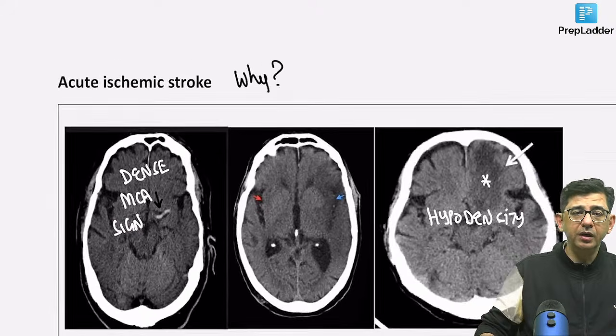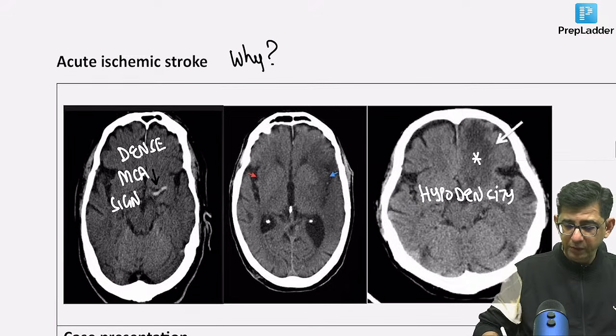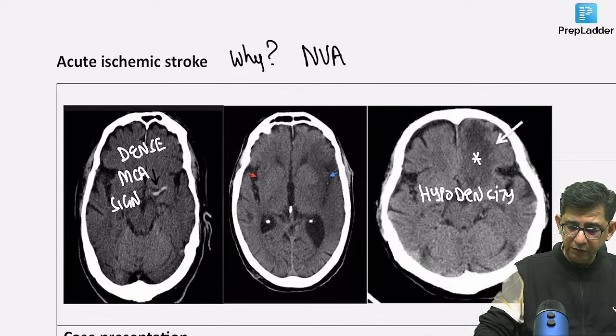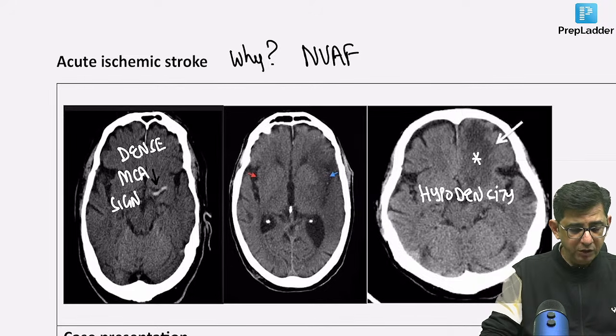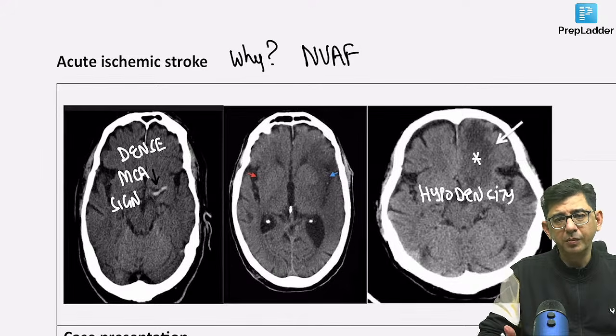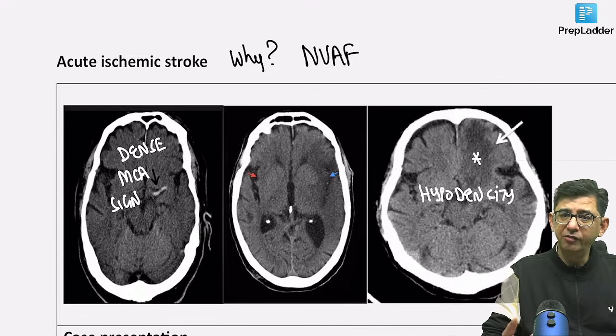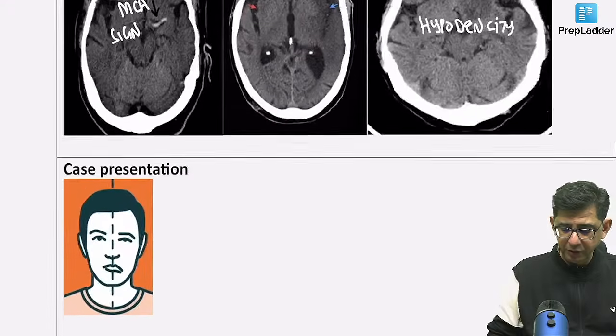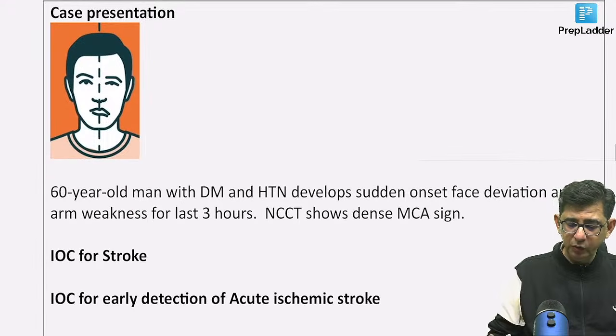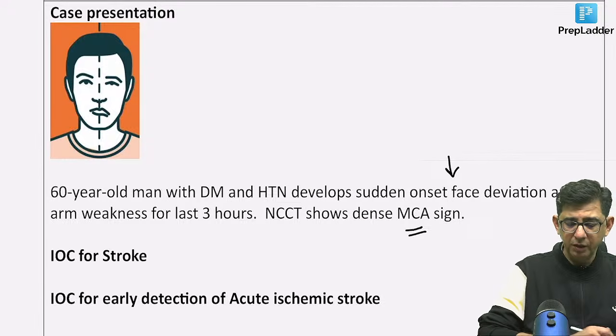The leading cause of acute ischemic stroke would be NVAF, that is non-valvular atrial fibrillation. It's an infarct basically, but the clot occurred because there was an embolus in the left atrial appendage that went into the brain of the patient. So the case presentation would have that dense MCA sign, face deviation, arm weakness for a couple of hours.